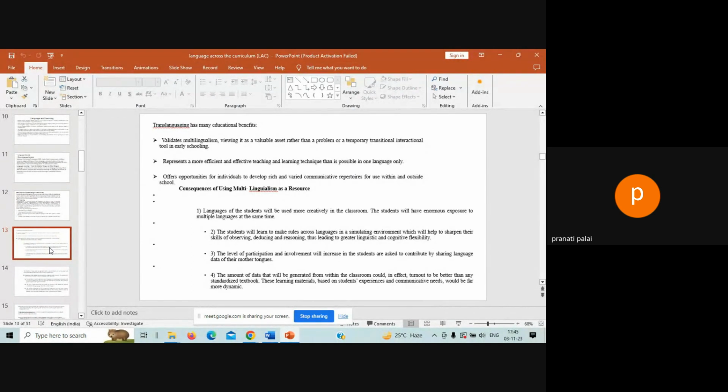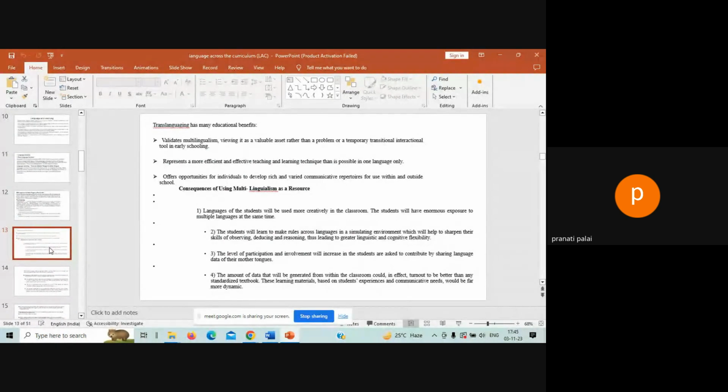Consequence of using multilingualism as a resource. Number one, the language of the students will be used more creatively in the classroom. The students will have enormous exposure to multiple languages at the same time. The students will learn to make rules across languages in a stimulating environment, which will help to sharpen their skills of observing, deducing, and reasoning, thus leading to greater linguistic and cognitive flexibility.